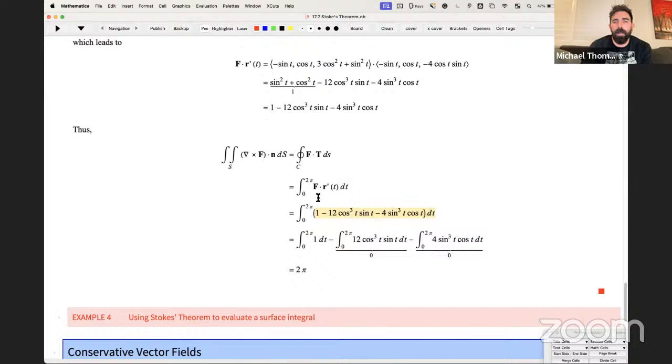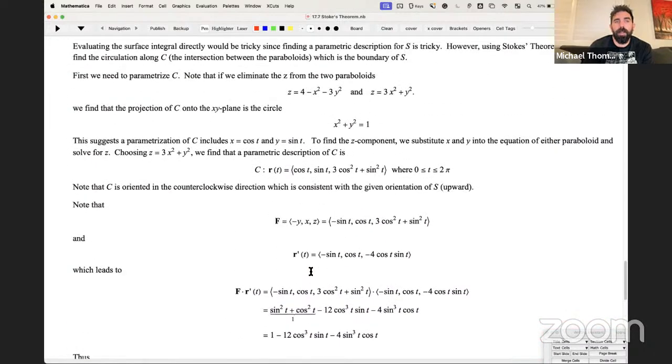A lot of this drops out. These guys are 2 pi periodic. That guy's 2 pi periodic. Since you're integrating from 0 to 2 pi, these guys drop out. So you're just integrating the one function from 0 to 2 pi, which gives 2 pi. Okay, so we've got a positive answer.